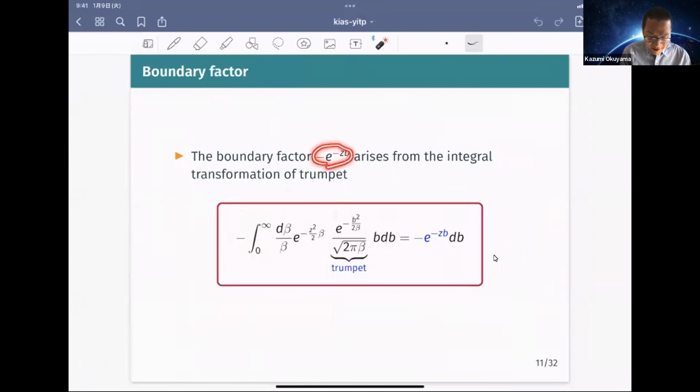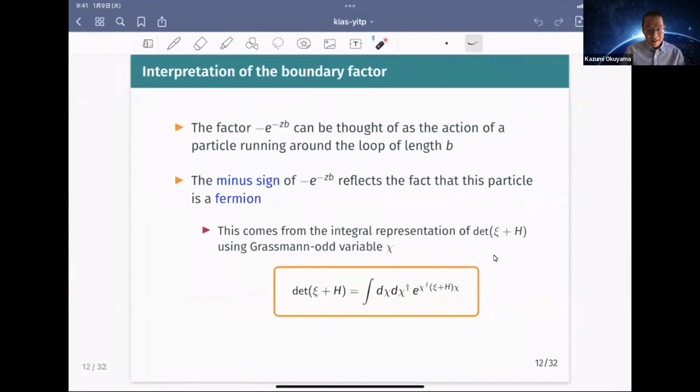And this boundary factor associated with the FZZT branes arises from this type of integral transformation of the trumpet. This factor is the trumpet partition function, and we integrate over the length beta. Then we get this exponential factor associated with the brane. This factor has a natural interpretation as the action of the particle running around the loop of length d. So this d times z is the action of a boundary particle with mass z, where the length of the loop is d.